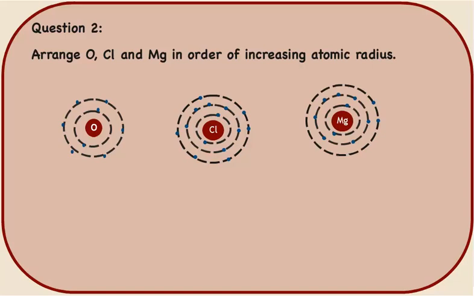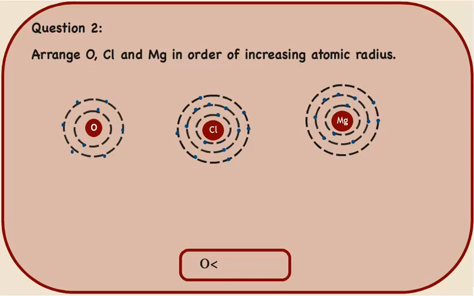So we have another question which asks us to arrange oxygen, chlorine, and magnesium in order of increasing atomic radius. After checking the electron configuration of these three atoms, we see that oxygen has 2 energy levels and magnesium and chlorine have 3 energy levels. So we can say that oxygen should be the smallest one. Then we need to decide the bigger one between magnesium and chlorine.